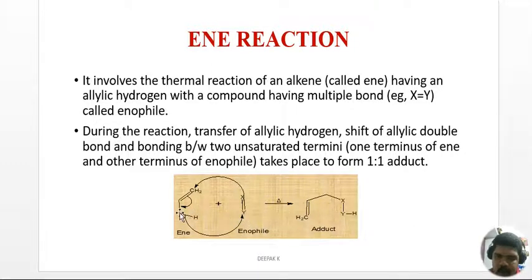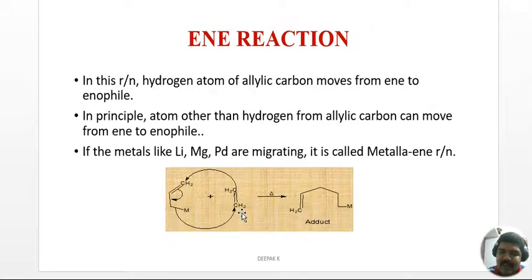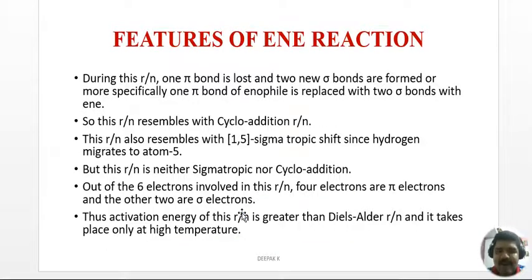So when you number it 1, 2, 3, 4, 5, it can be considered a 1,5 shift as well. So this reaction resembles two reactions. First of all, it's a Diels-Alder reaction, and the other one is a 1,5 hydrogen shift, and that is shown here, 1,5 hydrogen shift. But this reaction is neither sigmatropic nor a cycloaddition reaction.